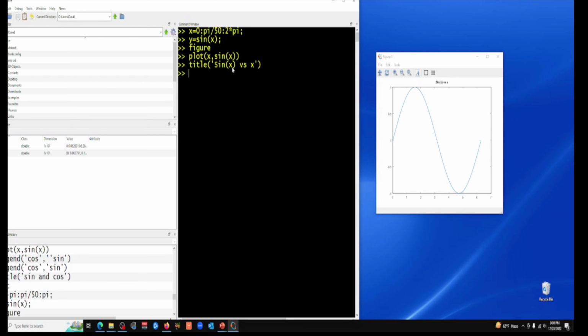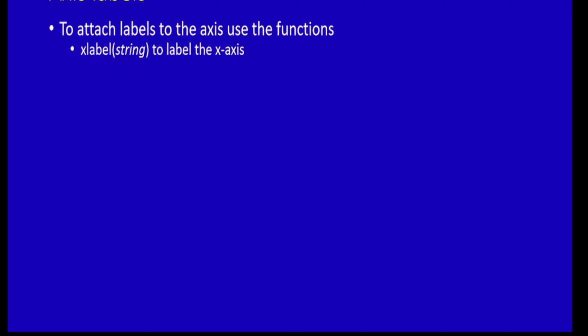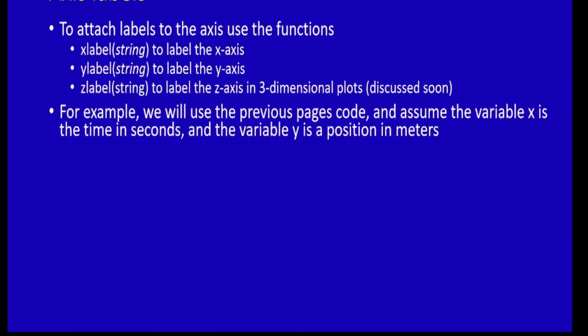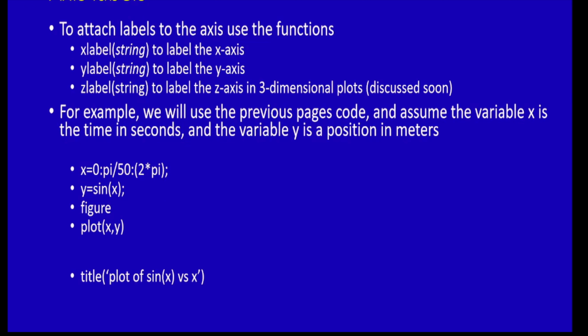Fairly straightforward. So another thing you want to do when you're making plots is you want to put labels on the axis to say what they are. So you have the functions xlabel, ylabel, and zlabel for three-dimensional plots, and that puts a label on each of the axes. So we'll use an example, and we'll say one is time and one is position. We'll do this just for fun.